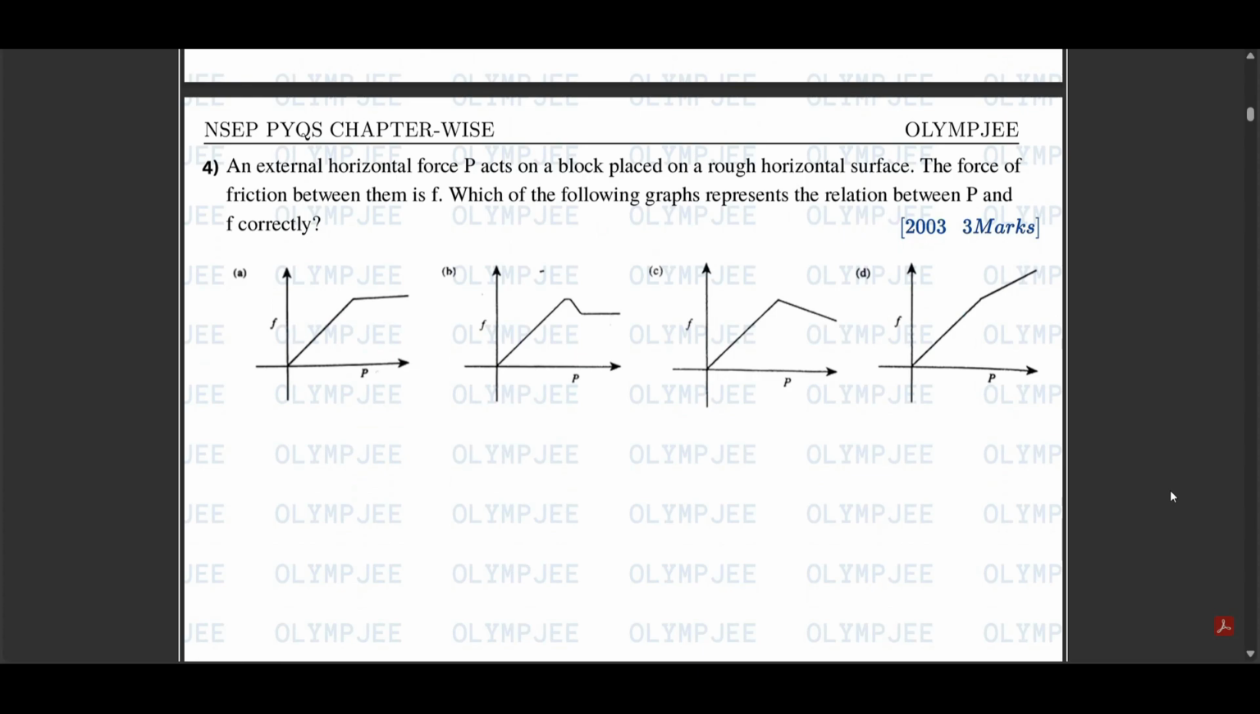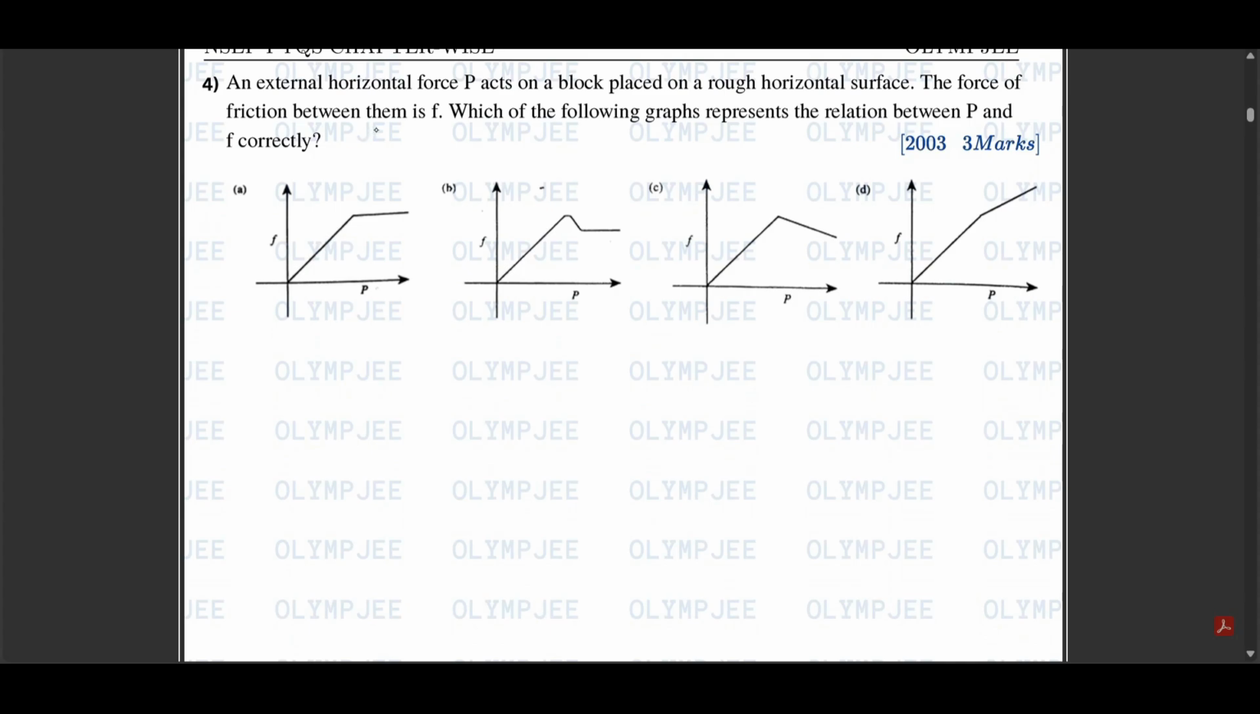Moving on to question 4, it says an external horizontal force P acts on a block placed on a rough horizontal surface. The force of friction between them is F. The following graph best represents the relation between P and F correctly. So till the limiting friction, which is mu s multiplied by N, is reached, before the external horizontal force P becomes equal to mu s N, friction will be equal to P, right?